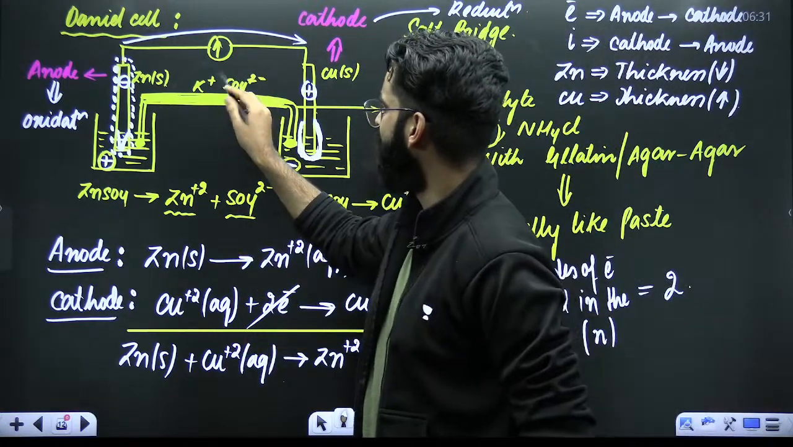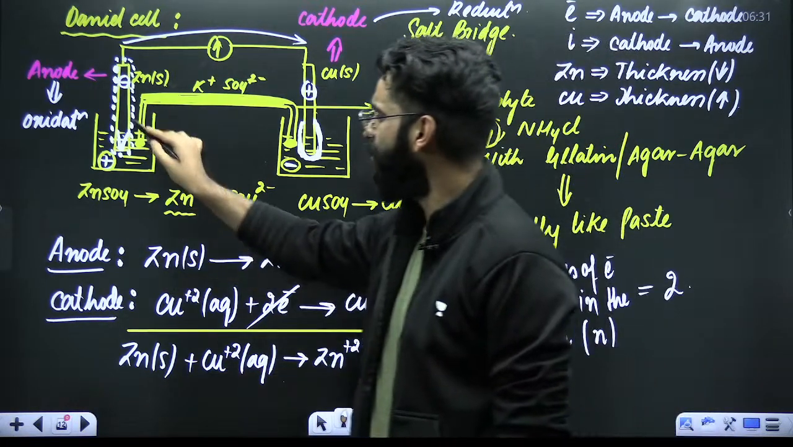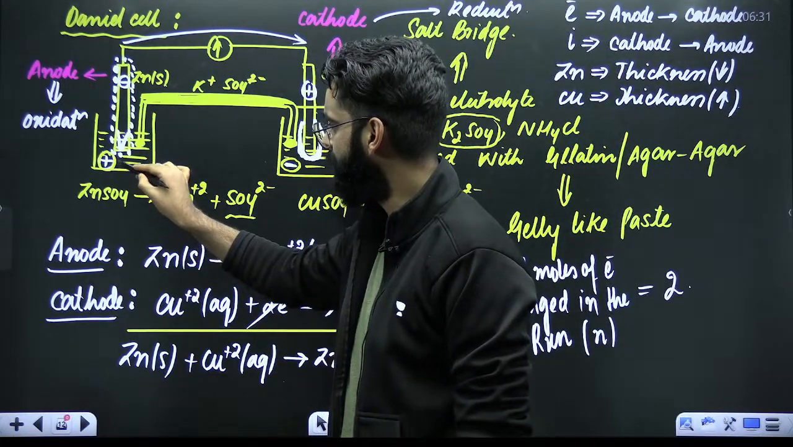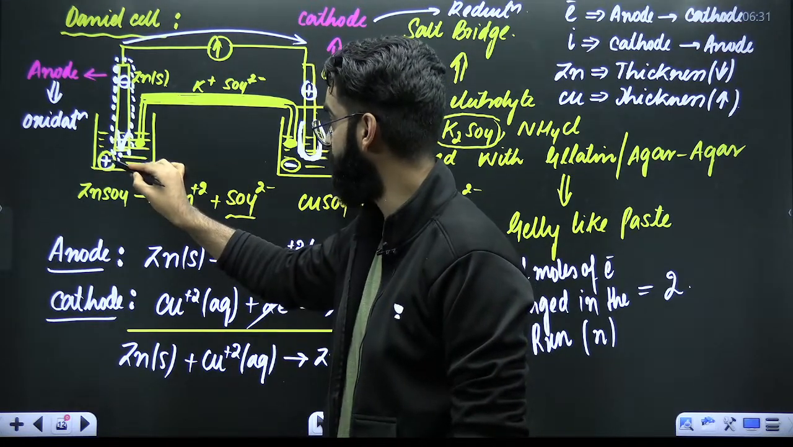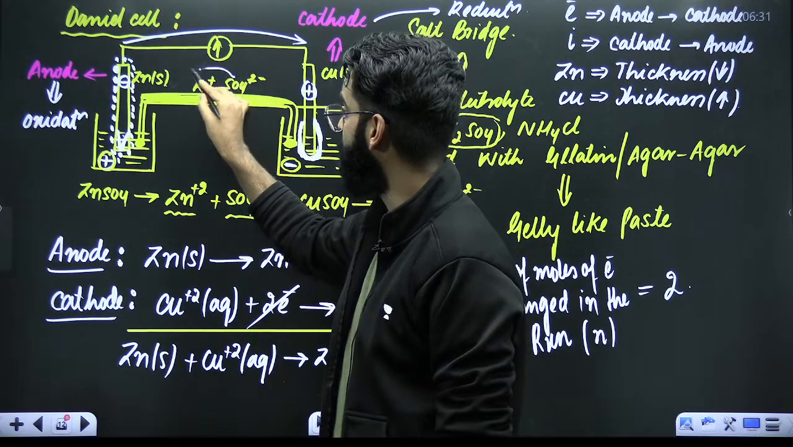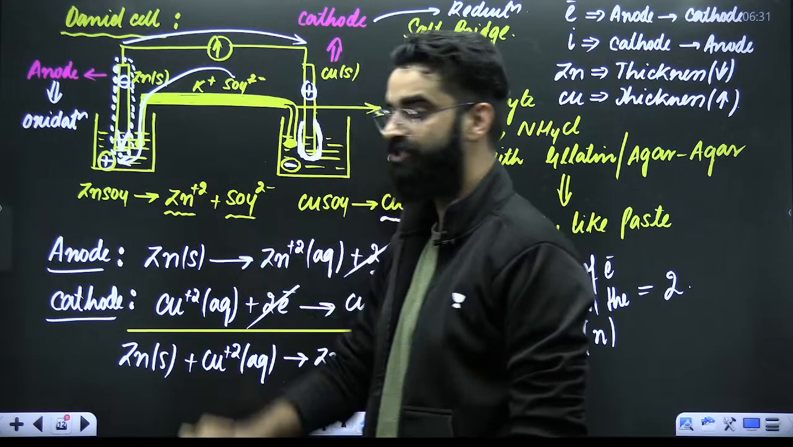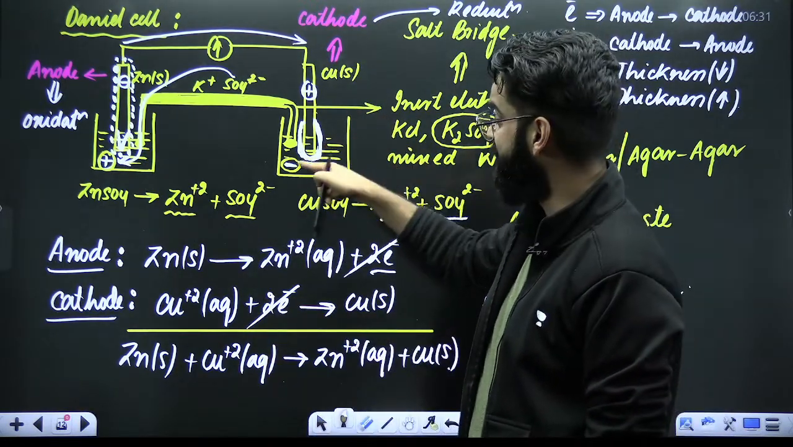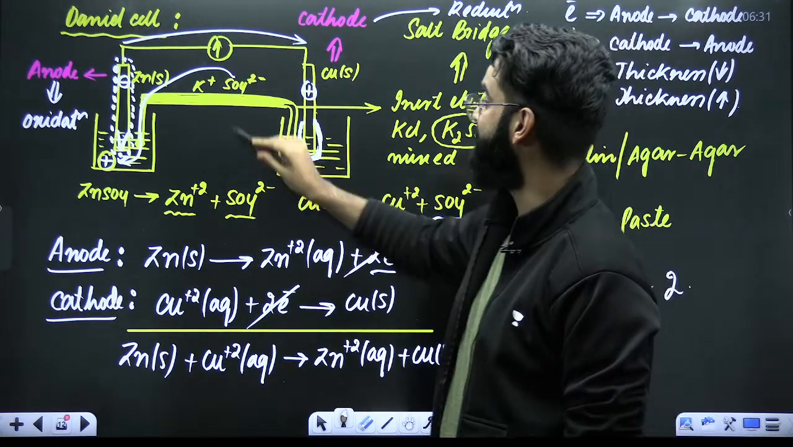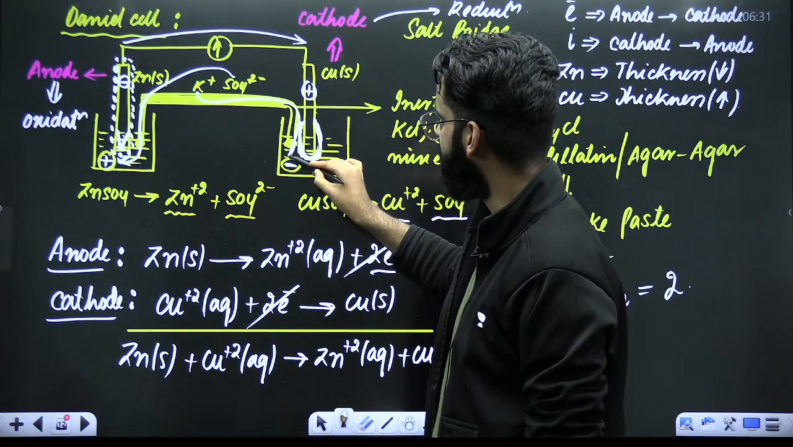Now, this salt bridge already contains K positive and SO4 di negative. My dear students, as soon as this particular solution gets the positive charge, at the same time, the SO4 di negative is going to come from the salt bridge and neutralize this charge, right? Similarly, once this particular solution gets the negative charge, at the same time, K positive is going to come from the salt bridge and neutralize this solution.